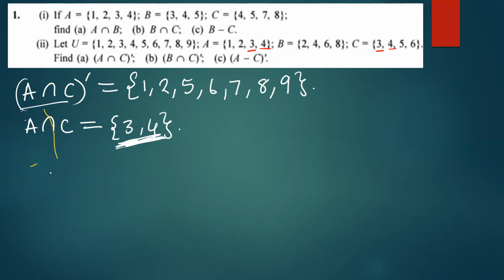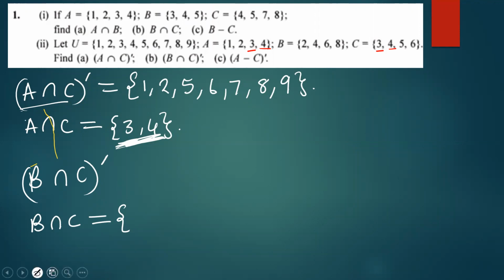So let us also find B intersection C complement. So B intersection C complement is also very simple. How do we find that? So first of all, we find what is in the brackets, which is B intersection C. So B intersection C is therefore equal to the common elements between B and C. So we look at B and C and then we identify what is common.